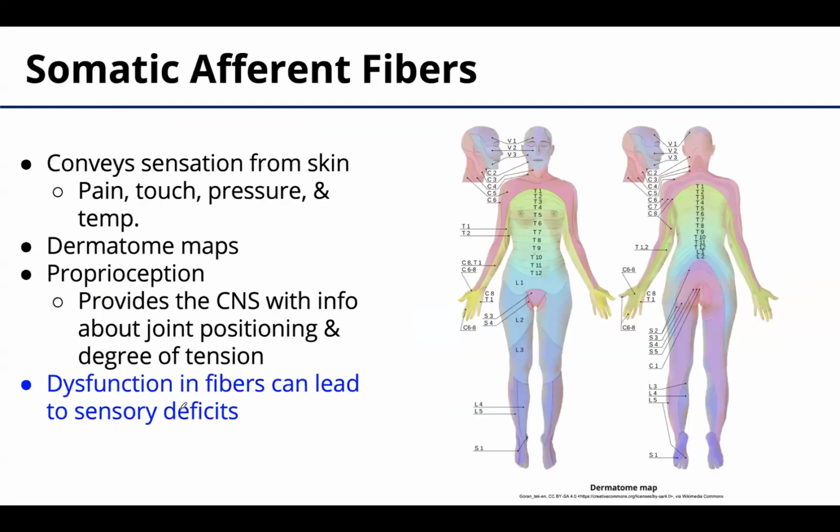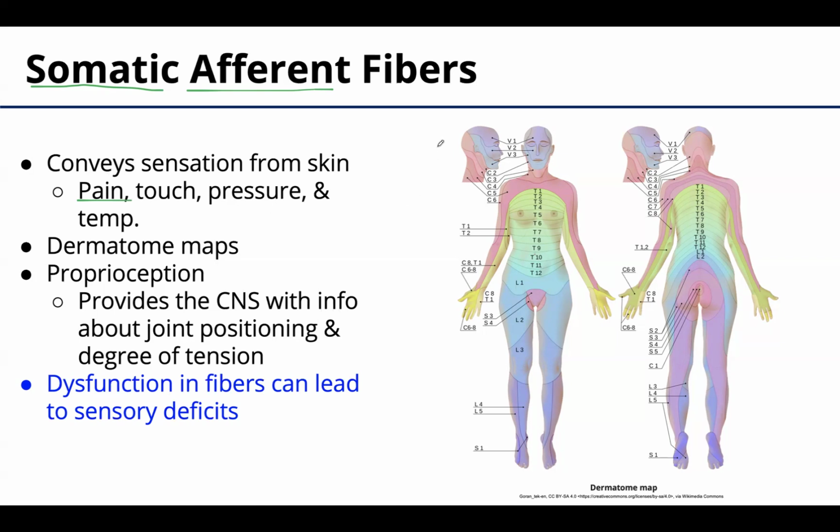All right, so let's take our understanding of those definitions and better understand these different categories. So we're going to combine those terms. And we're going to start with somatic afferent fibers or somatic sensory fibers. These fibers will convey sensation from the skin back to the central nervous system. So sensations include things like pain, very importantly, but also touch, pressure, temperature, etc.